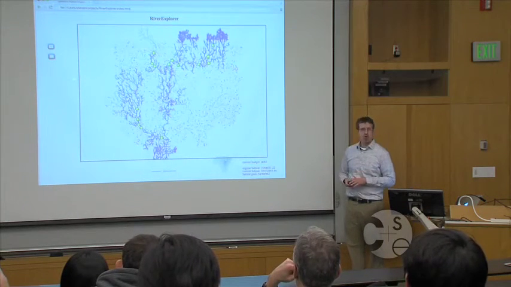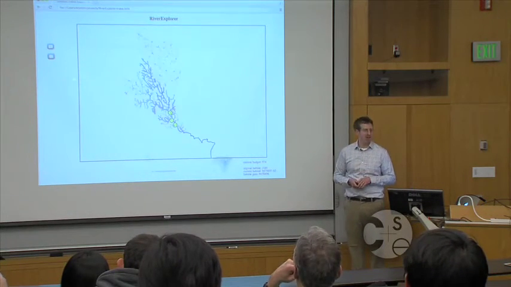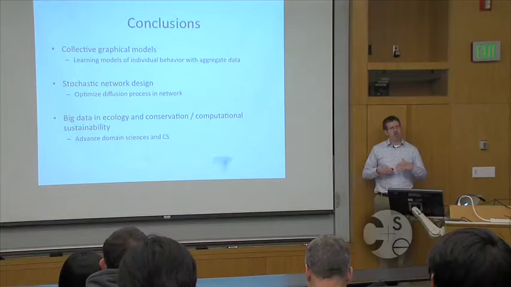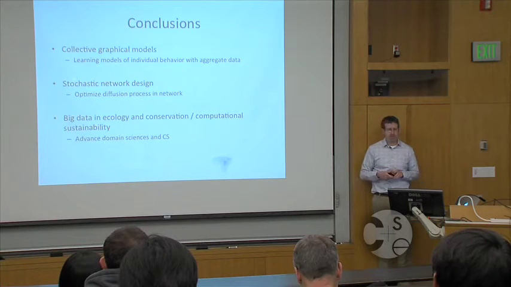And you can see this happen basically in real time. Okay, so just to wrap up. I talked most of the time about this framework of collective graphical models. This is a framework for learning about models of individuals when only aggregate data is available to you.